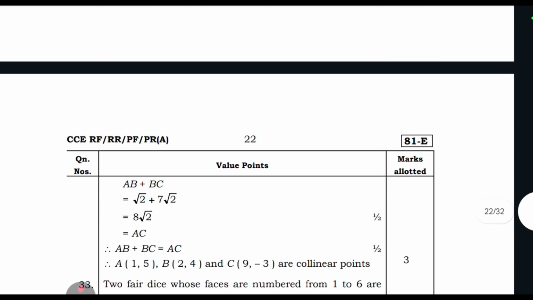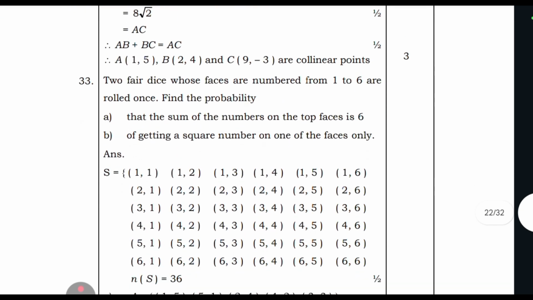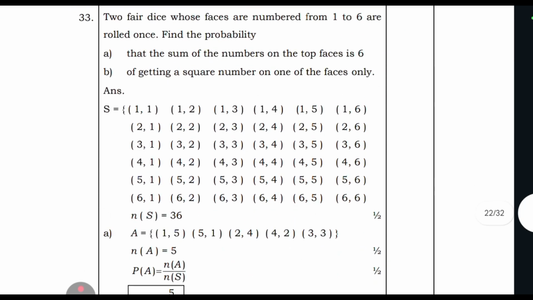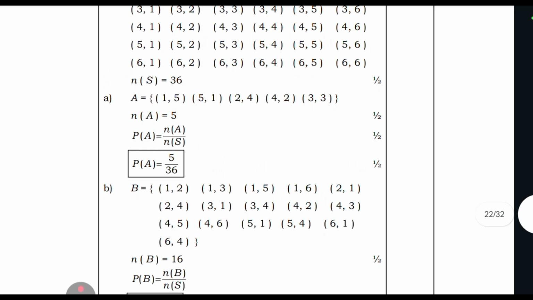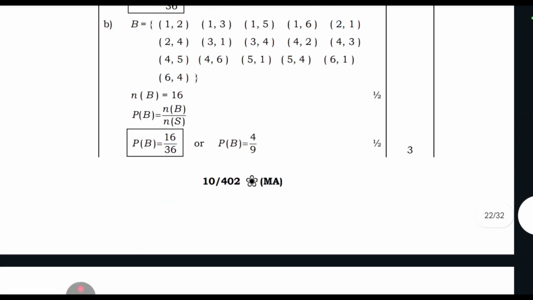Coming to the 33rd question, this is from probability, the die question. This is the answer for that. This is directly asked from the textbook only.